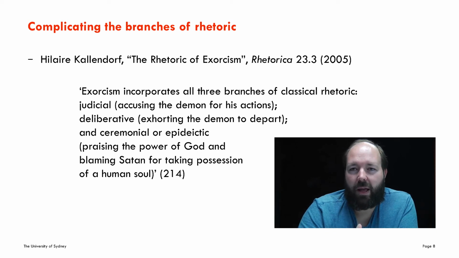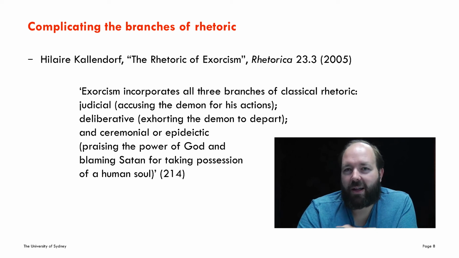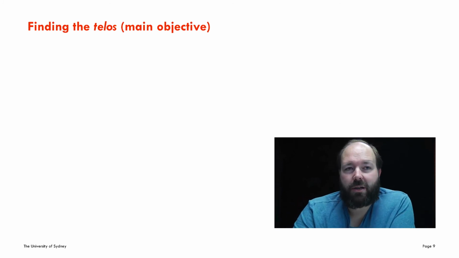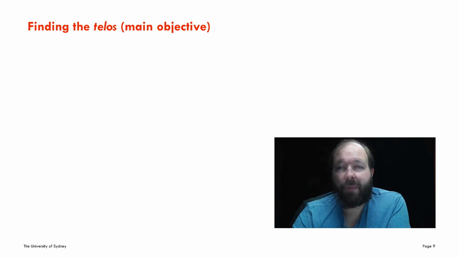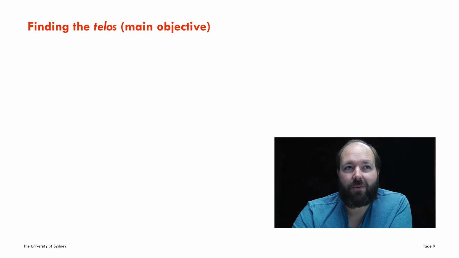So Kallendorf examines many textbooks that train priests on exorcism and finds that these three branches are apparent in all types of exorcism ceremony. This leads to the question of whether or not a particular argument or speech can be easily assigned to one or other of the branches of rhetoric. What I think you'll find is that it's very difficult to analyse a text and conclude that it uses strategies from just one particular branch of rhetoric. In fact, you'll find arguments that employ strategies from all three of the branches of rhetoric.